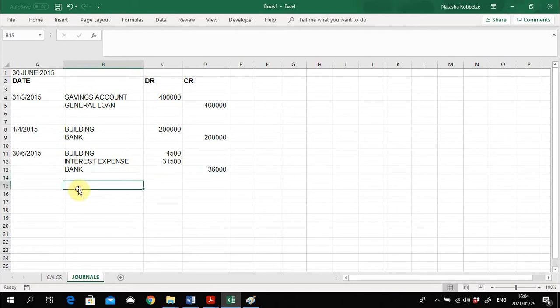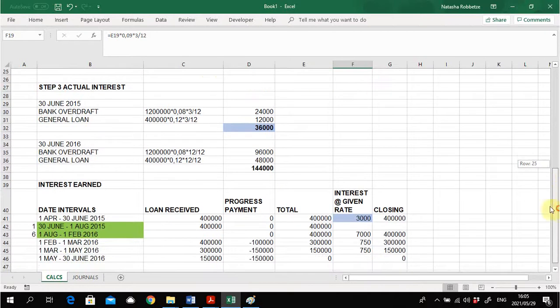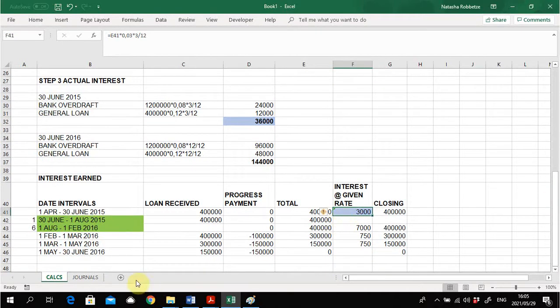Then we also have some interest that we've earned. So I'm going to say I increase my savings account, and I am going to take it off of the building total cost. I'm not going to account for it as interest income. And that amount is this, 3,000 Rand.